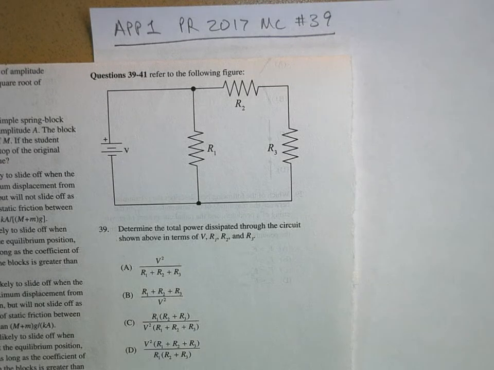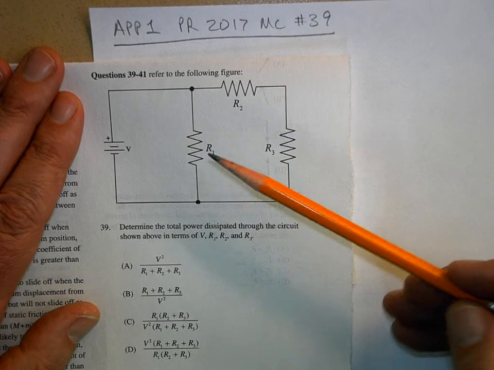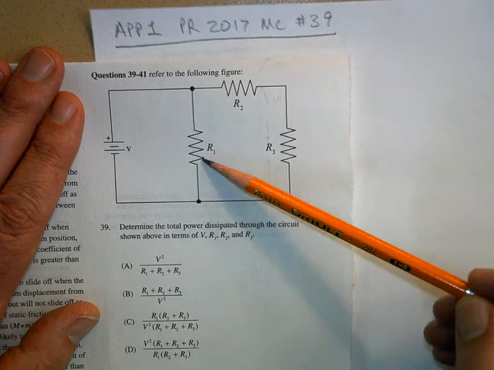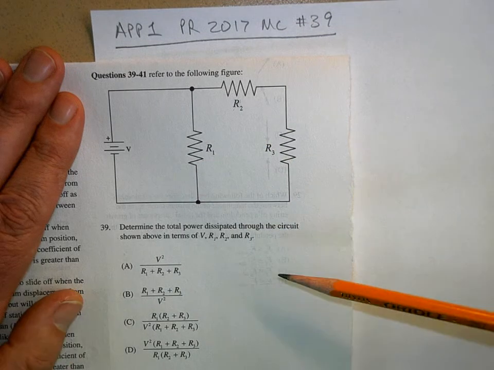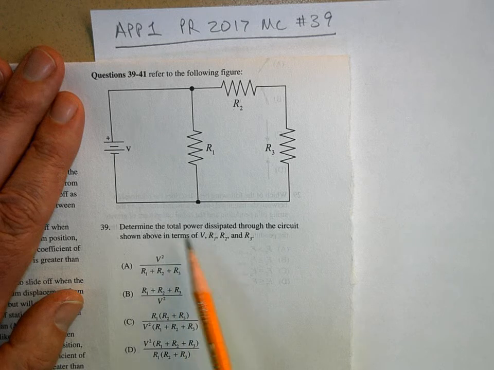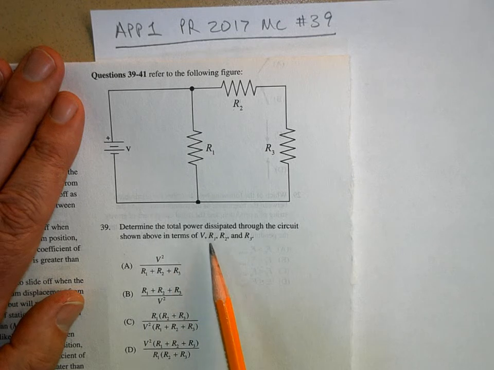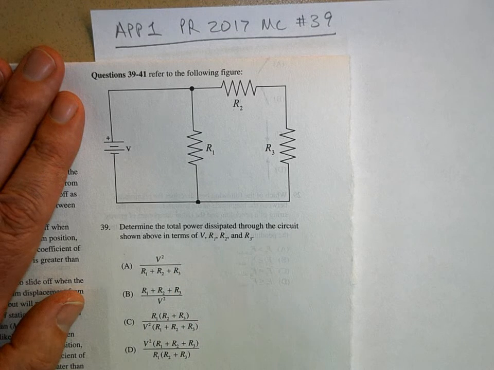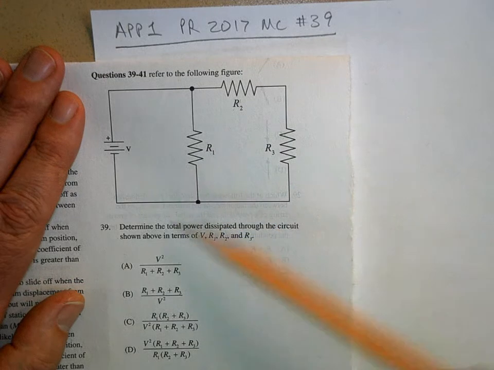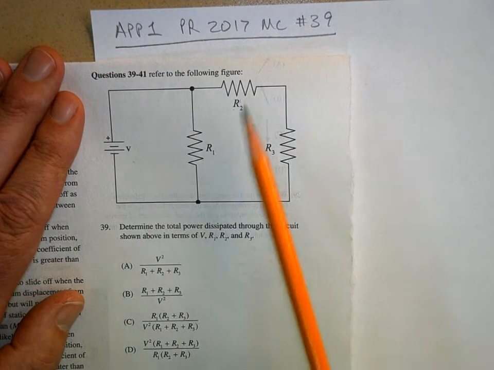All right, let's try this multiple choice question. We've got a simple DC circuit here. Well, not simple. We've got 1, 2, 3 resistors, and we want to know what is the total power dissipated through the circuit shown above in terms of V, R1, R2, and R3. So we want the power that comes out of this circuit in terms of V, R1, R2, and R3.